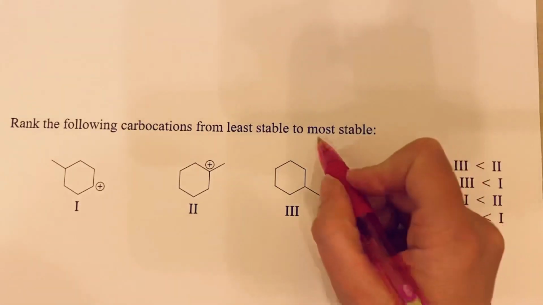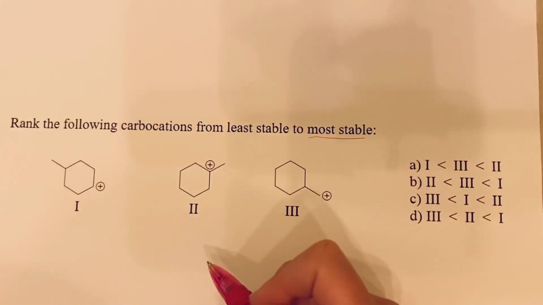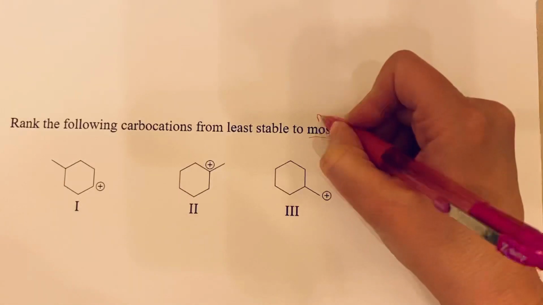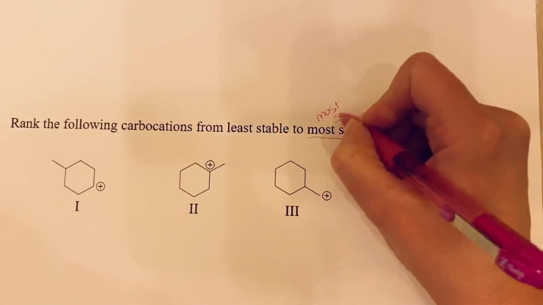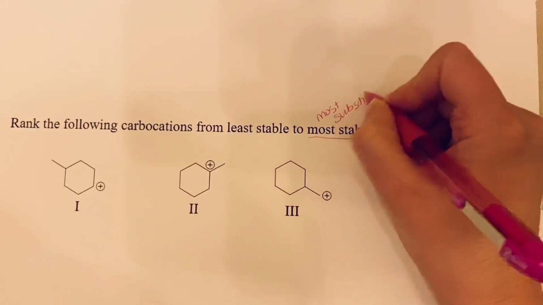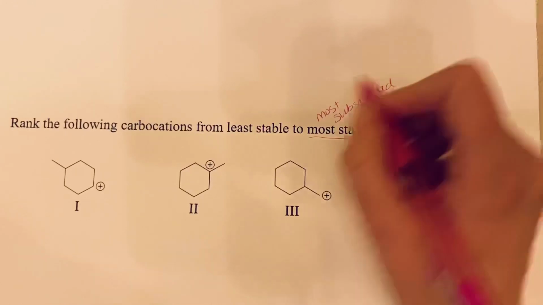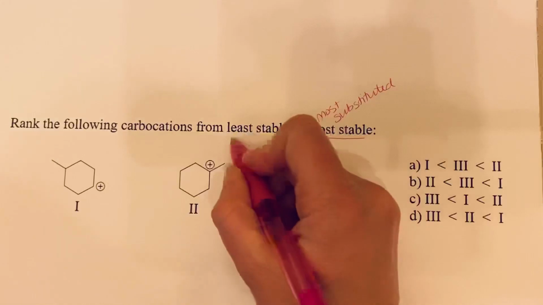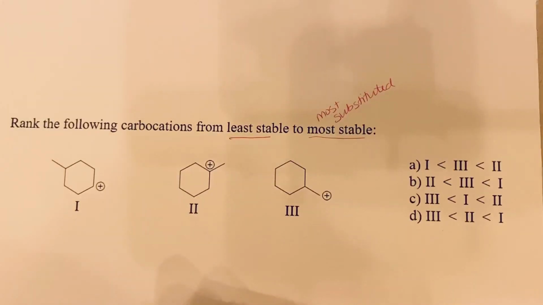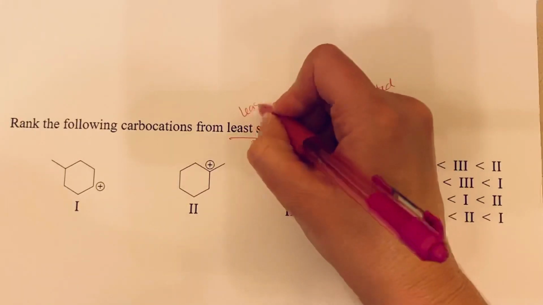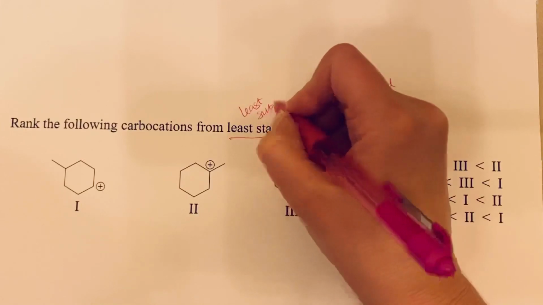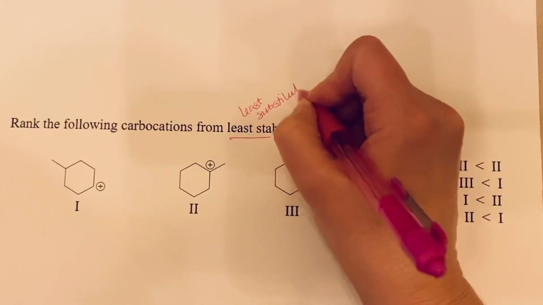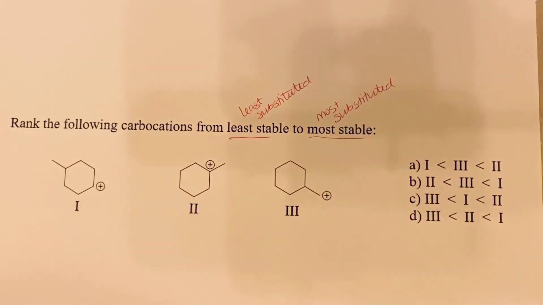So what this tells us is that the most stable carbocation will be the one that we call the most substituted, meaning the one that has the most bonds to other carbon atoms. And then the least stable carbocation would be the one that is the least substituted. To rank these carbocations, we will need to decide how they are all substituted.